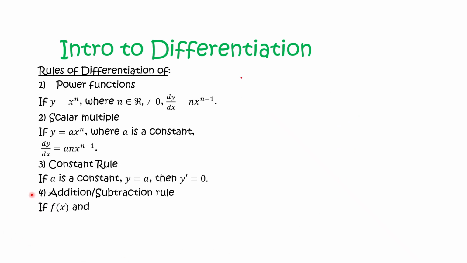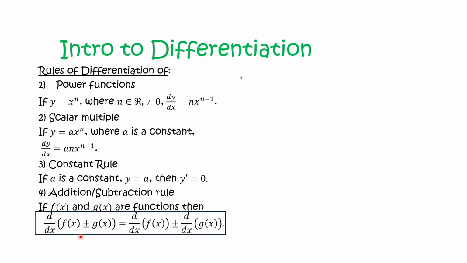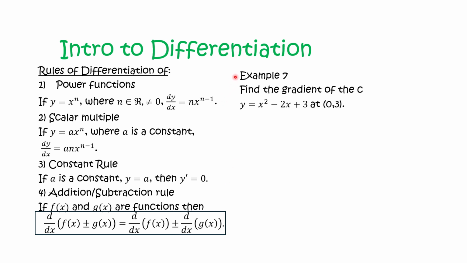Let's look at then the addition and subtraction rule. If f of x and g of x are functions, then the d/dx of f of x plus or minus g of x, that can actually be simplified or differentiated separately. So the x terms can be separated and differentiated separately, preserving the signs. Let's look at a quick example. Example 7. Find the gradient of the curve. So we have that particular curve at the point 0, 3.